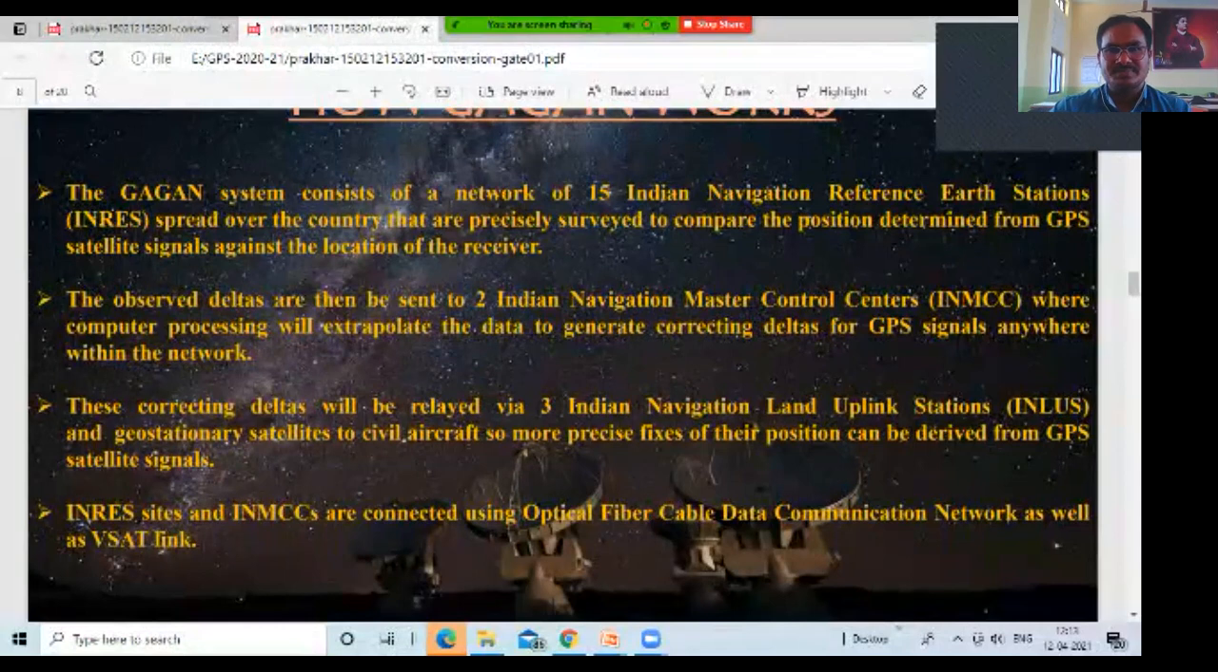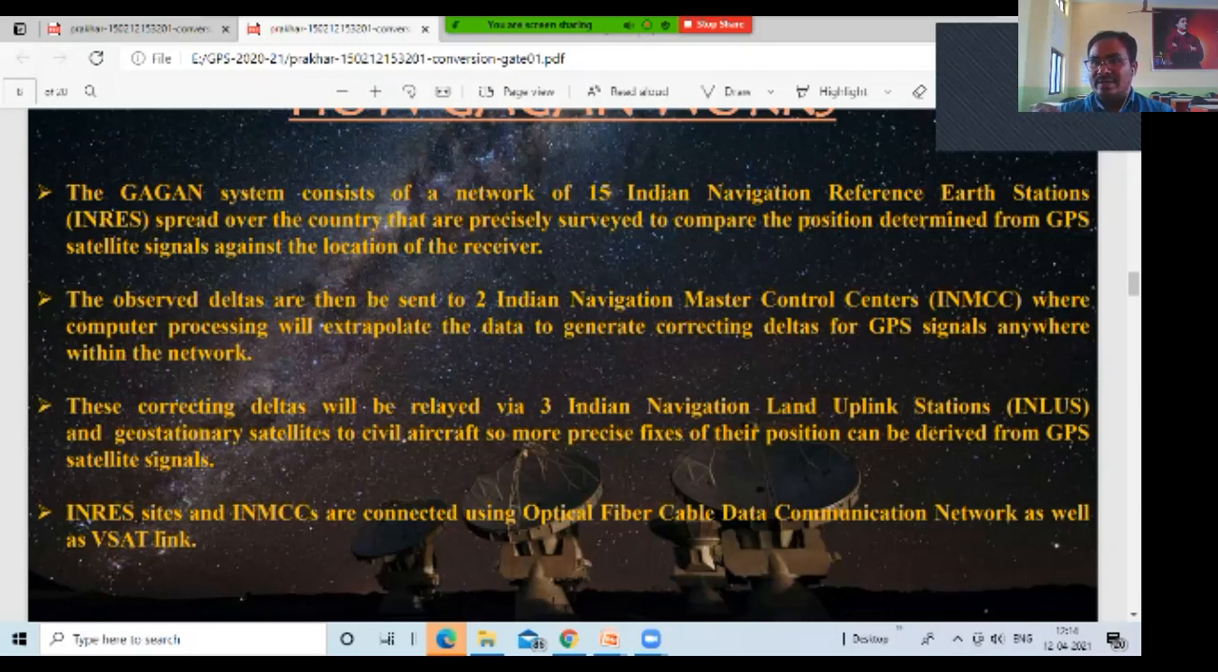And how is the GAGAN working? The GAGAN consists of a network of 15 Indian Reference Stations, INRES, spread over the country, that are precisely surveyed to compare the position determined from the GPS satellite signals against the location of the receiver. So already the receiver's location is known, and this known location of the receiver is compared with the GPS-calculated receiver position. So GPS will calculate a position for the user or the receiver, and this is compared with that. A comparison will always give better results to correct for any errors.